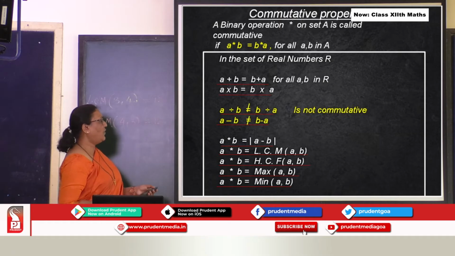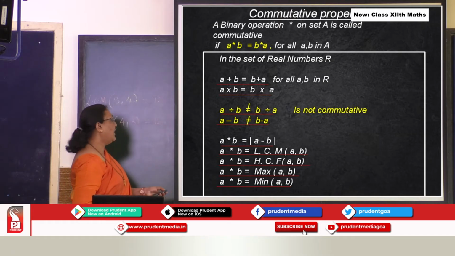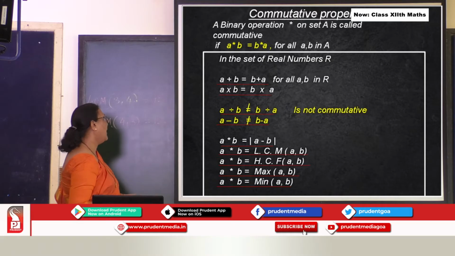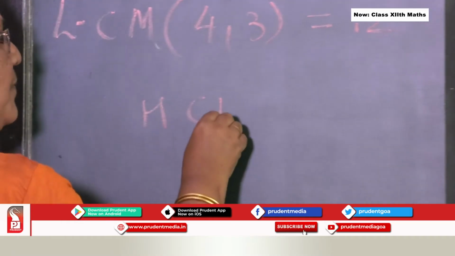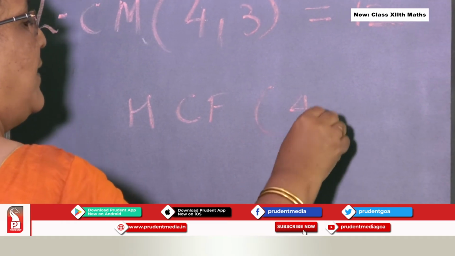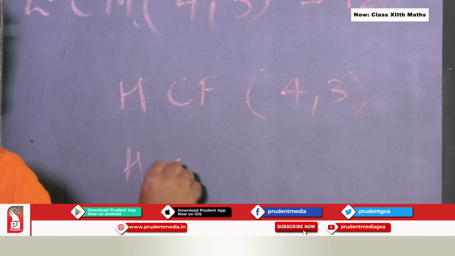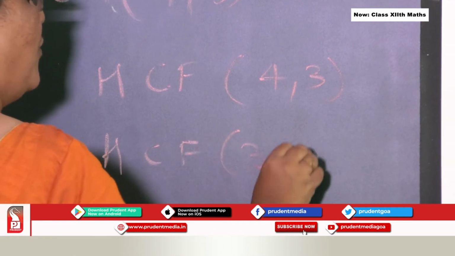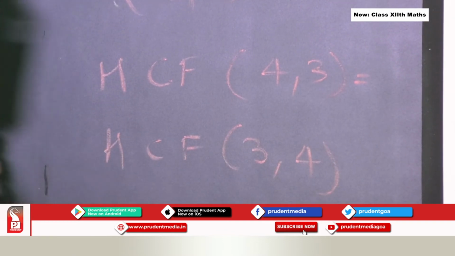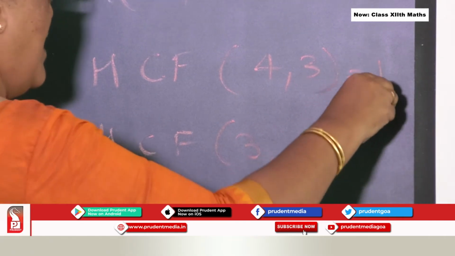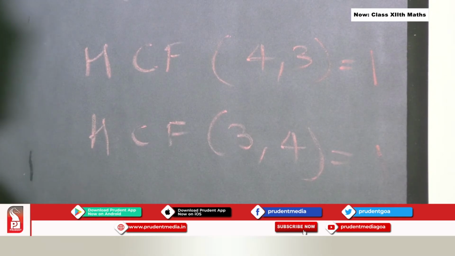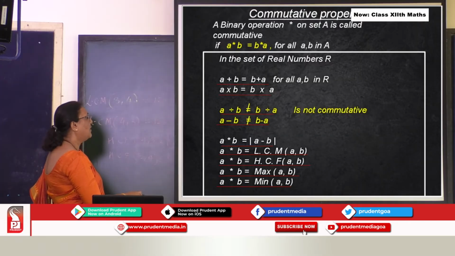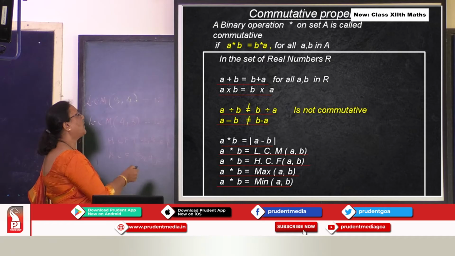You can take each and every element there and check. Now see HCF of A and B, highest common factor of 4 and 3, and highest common factor of 3 and 4. What is the highest common factor of 4 and 3? 1. And of 3 and 4, it is 1. Both are the same. Therefore, the operation star here is commutative because it satisfies this equation.